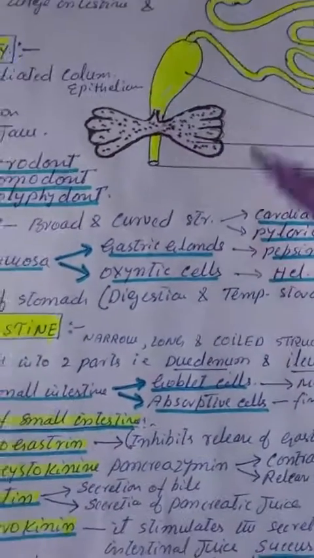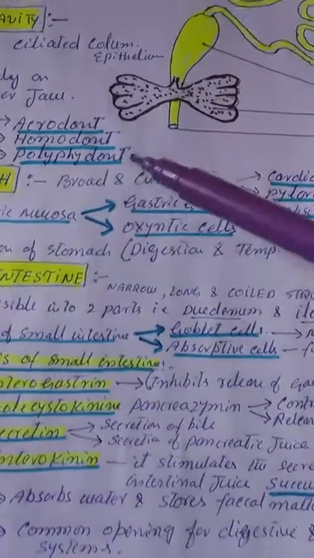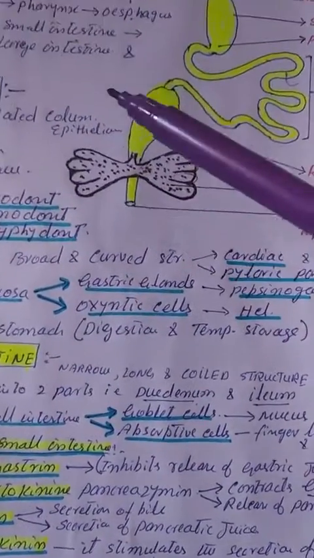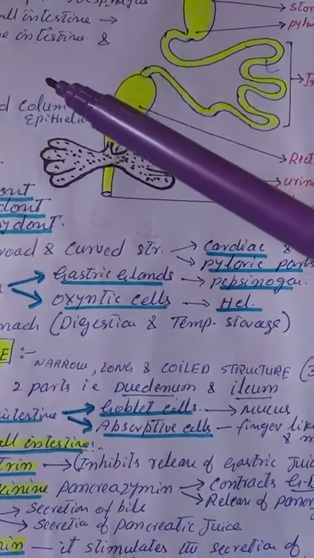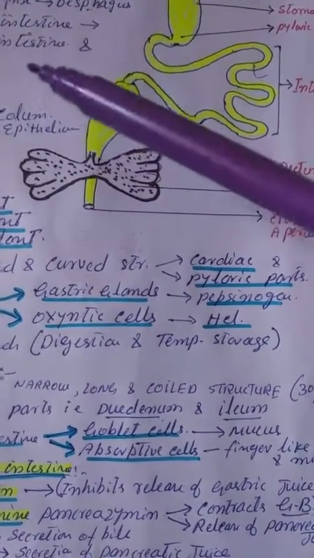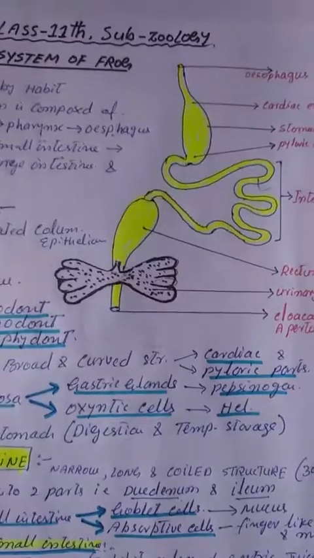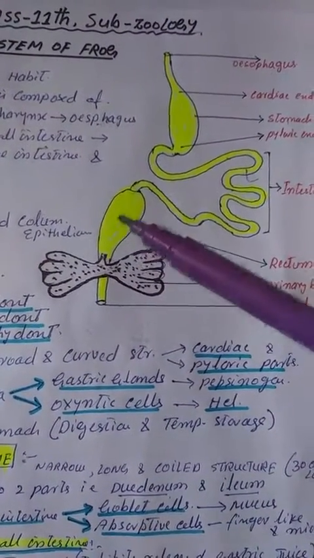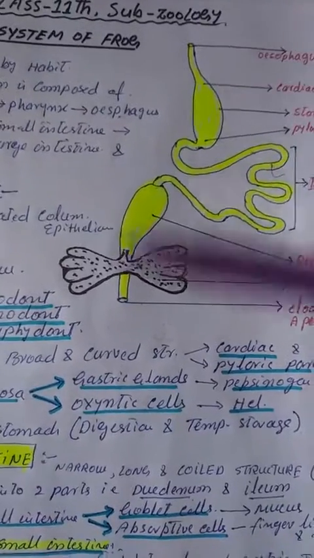Finally, the cloaca. Cloaca serves as a common opening for the digestive system as well as the urinogenital system. Now this is all about the structure and functioning of the digestive system of frog.